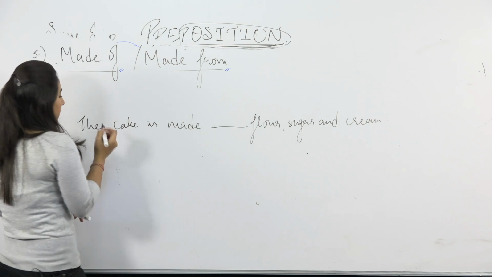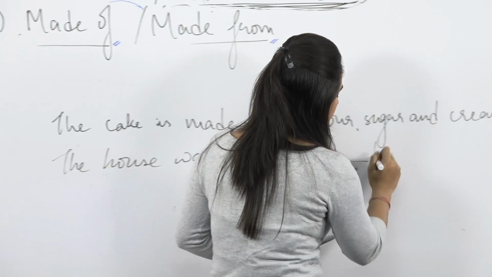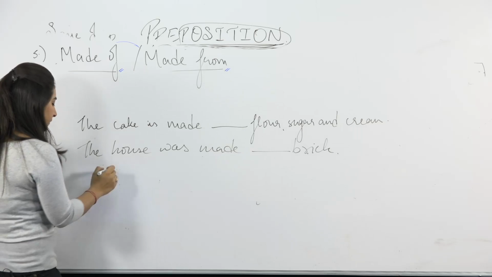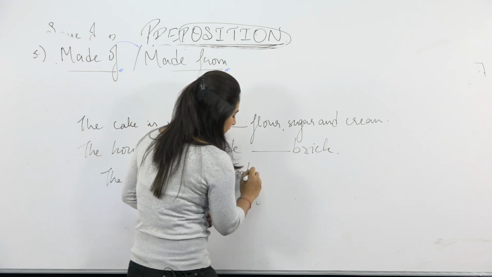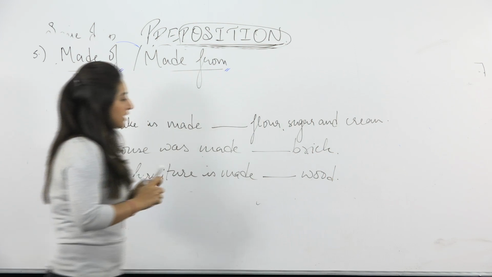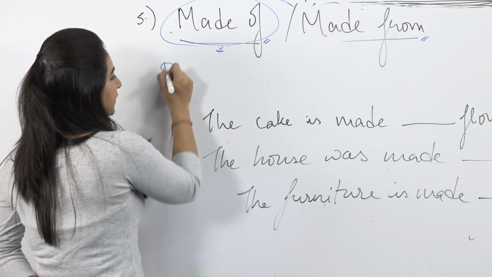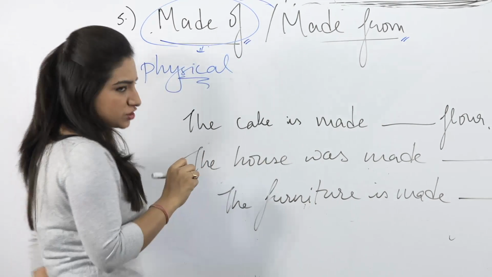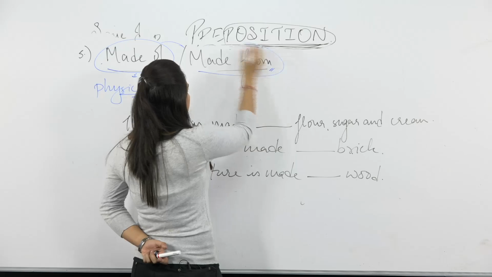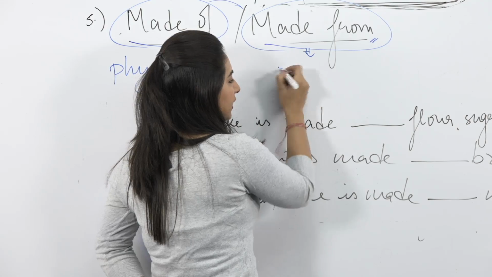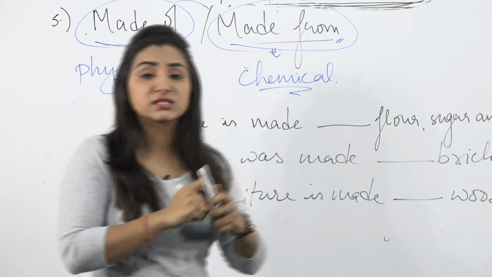Very good. And if I say the house was made dash brick, or if I say the furniture is made dash wood. Now you need to answer and I'll tell you the rule behind it. See, when we have made of, it only changes the physical composition of it. That means the size and shape might change, but the raw material will not change. Made from, here we have the chemical change. That means you cannot take out the raw material once the good is processed.